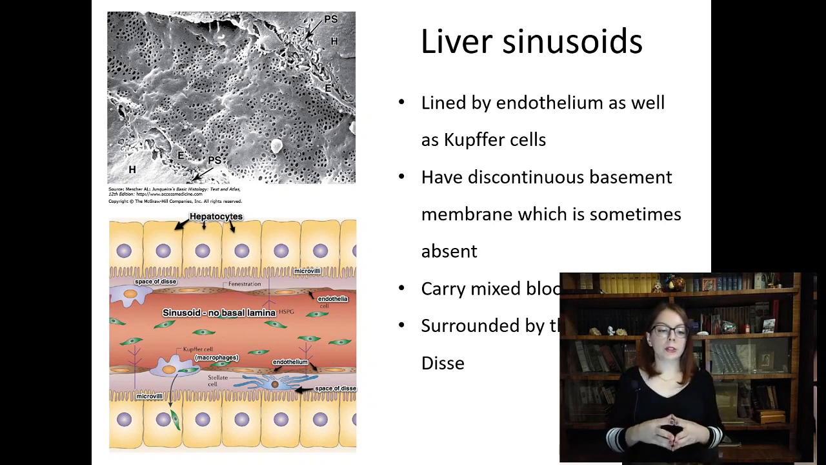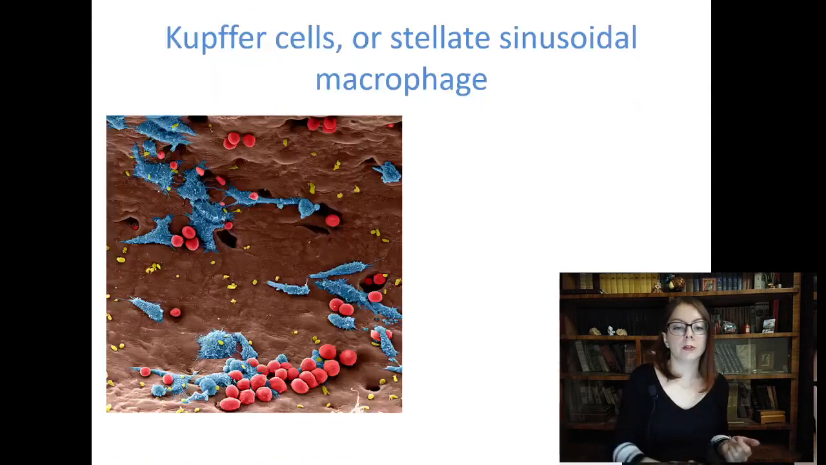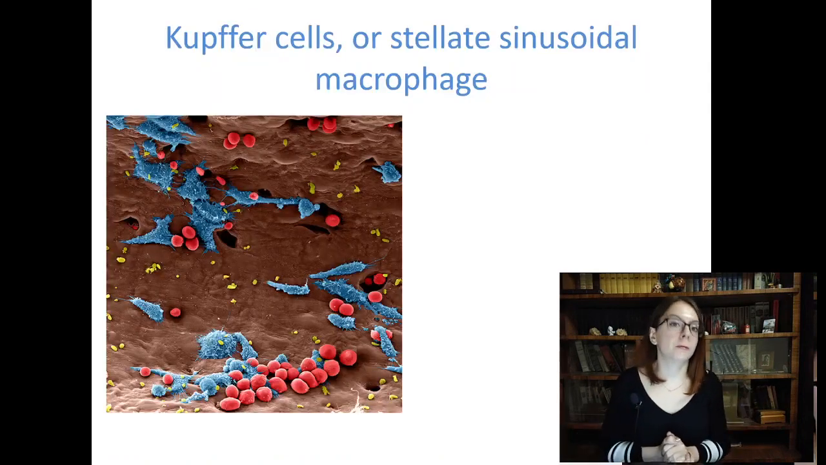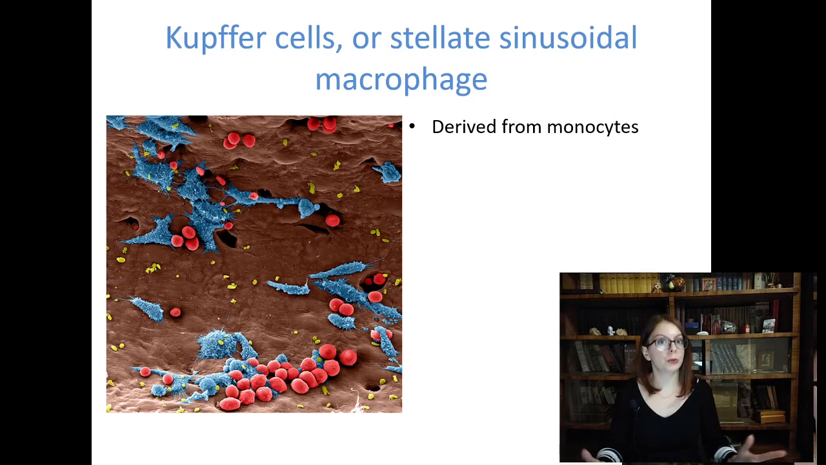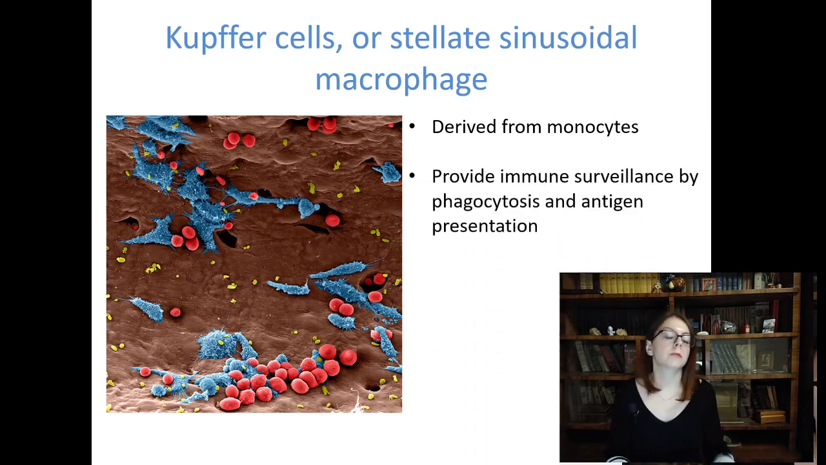So now we have to discuss some cells associated with those liver sinusoids. And first of all, these are Kupffer cells. They are shown in blue color in this scanning electron micrograph. It is artificially colored, of course. Originally it is black and white. First of all, those cells derive from monocytes of our bloodstream. After that, they provide the immune surveillance locally. So they not only phagocytose debris and rubbish material, but also present antigens to lymphocytes.